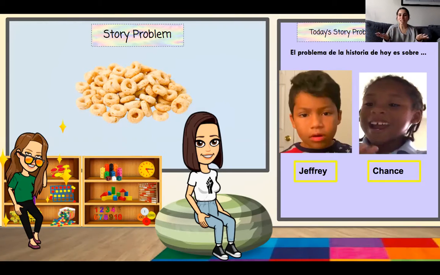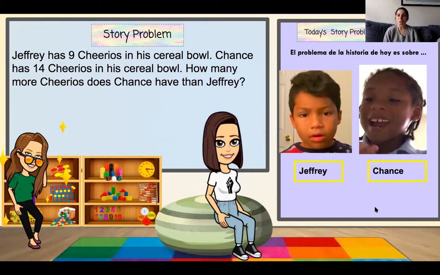So Jeffrey is trying to figure out how many more Cheerios does Chance have than Jeffrey. Let's see if we can figure it out. Let's read our story problem together again. Jeffrey has 9 Cheerios in his cereal bowl. Chance has 14 Cheerios in his cereal bowl. How many more Cheerios does Chance have than Jeffrey?